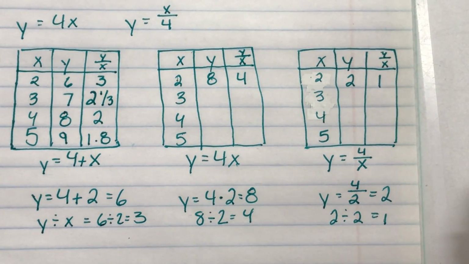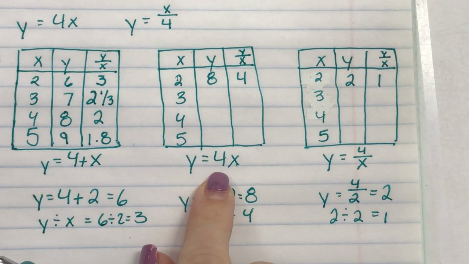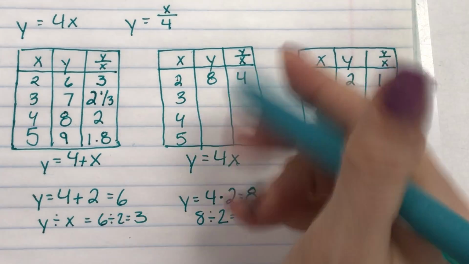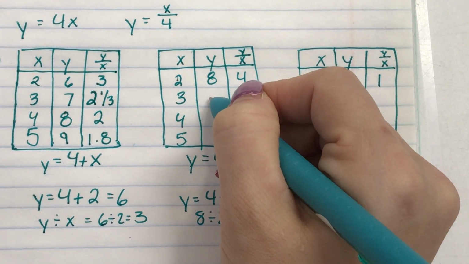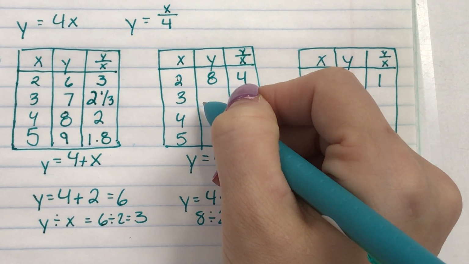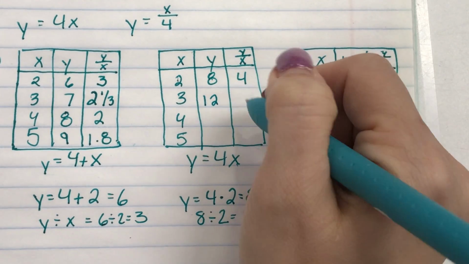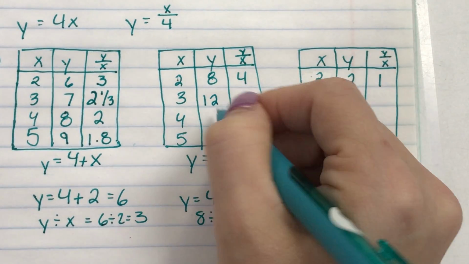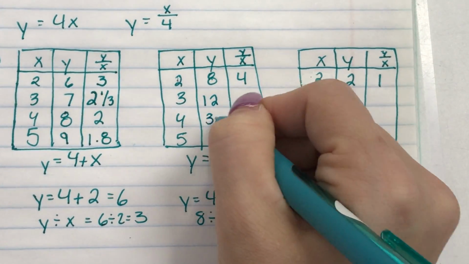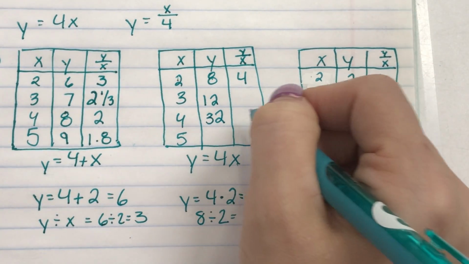All right, we're going to go ahead and start because I see some side conversations going on. So let's start. So we are doing 4 times x. So what is 4 times 3? 4 times 3. 12. Come on, guys. 8 times 4. 16. 32. 32. 8 times 5.